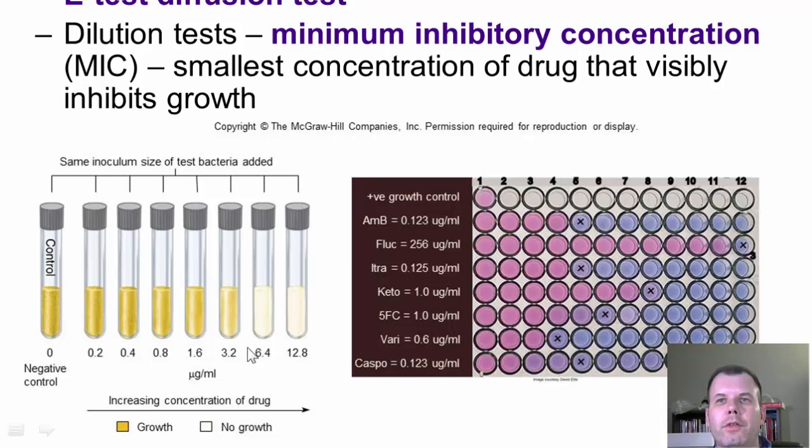So the minimum concentration where you kill the bacteria, in this case, the 6.4 is where you see, again, you still have bacteria growing here. When you have no growth, this will tell you this is the concentration of the drug I can use. And this is a microtiter plate where you can do many drugs at once, and you can see what is the most effective concentration for that drug and when do you give it. So that's the idea here. That's the dilution test, or the MIC test.